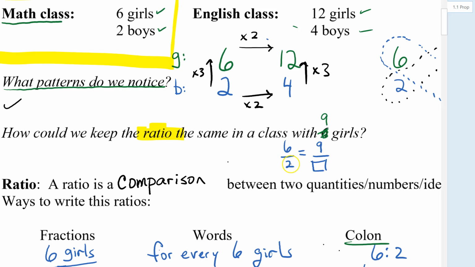Well, I kind of like the 2 times 9 is equal to 18. And that's going to be equal to 6 times whatever we put in the box. So I think that would be 3. 3 boys.